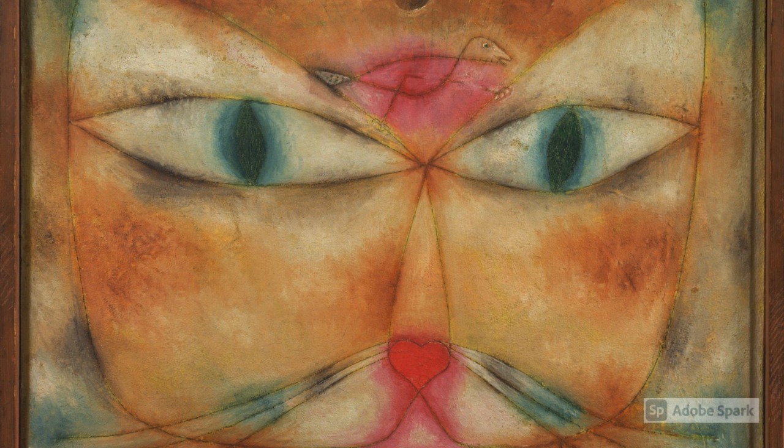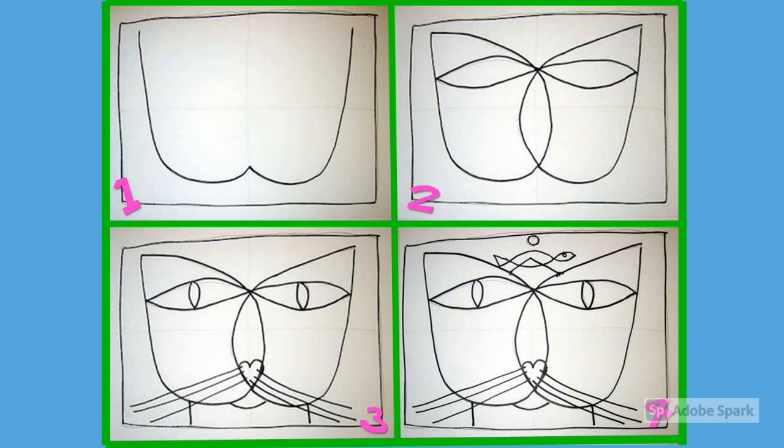Now we are going to draw a cat and bird in Paul Klee's style. Here are the steps to make your cat and bird. After you draw it, you can use crayons, markers, watercolors, or a combination, oil pastels, whatever you would like to create your cat and bird in the style of Expressionist Paul Klee.